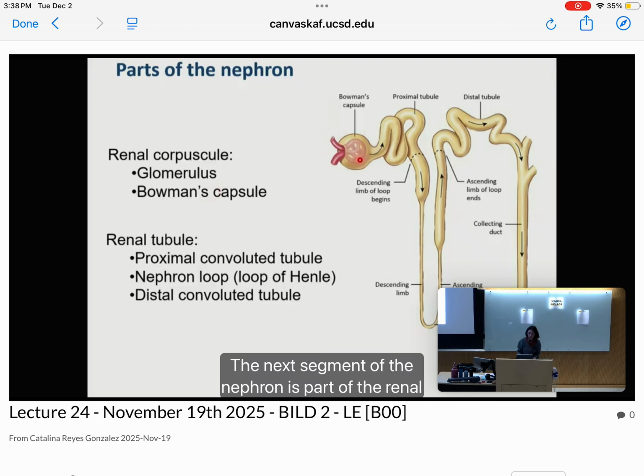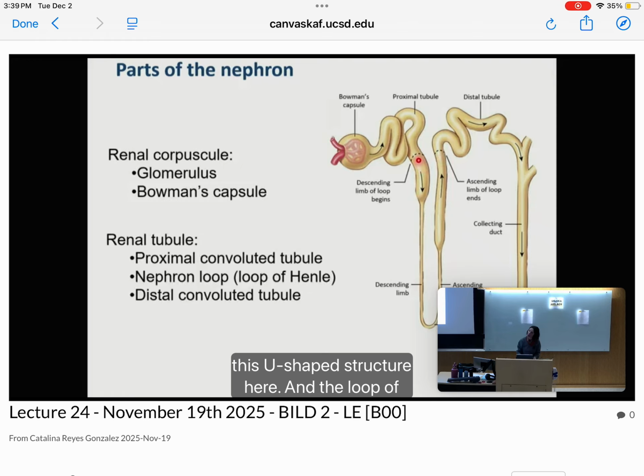The next segment of the nephron is part of the renal tubule. So we have here the proximal convoluted tubule. You can just call it proximal tubule. That's fine. So that's the first part of the renal tubule connected to the Bowman's capsule. We have that proximal tubule. Then we have the loop of Henle, which is this U-shaped structure here.